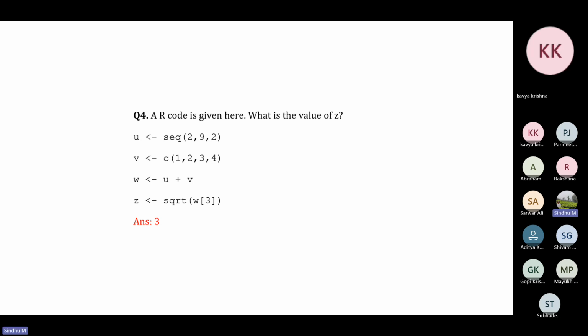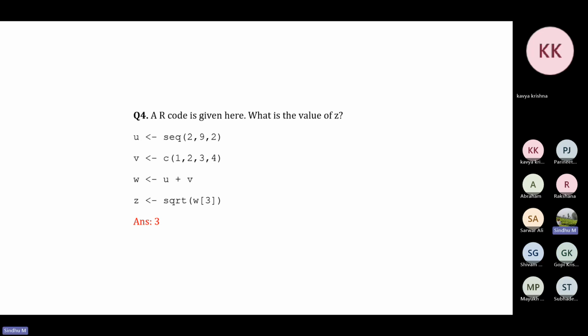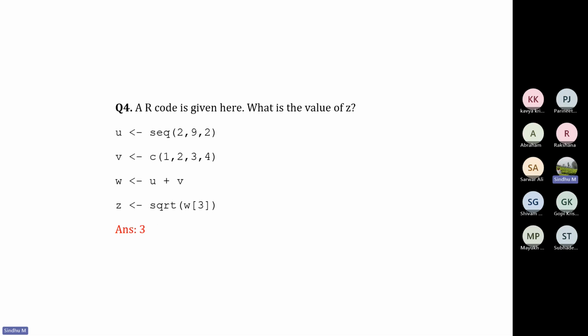Yes, some of you have got the correct answer. The correct answer is option D. So here the first code will generate a vector. Let me just write here. My whiteboard is visible to all, right? Because that's where I'm writing the solution.